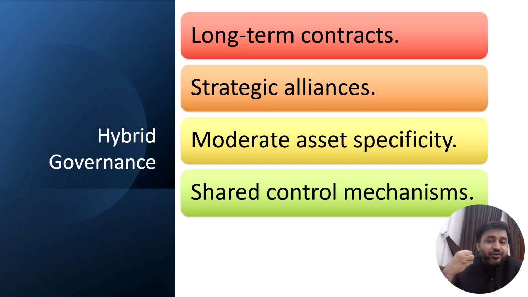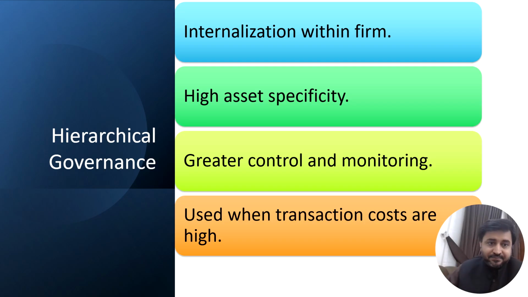So once we trust the companies, for example, in the case of telecom, the companies have to trust Huawei, those who install the physical infrastructure. When it comes to software houses, you have to have hybrid governance with those who provide cloud computing services to you. So you do long-term contracts with them, you do strategic alliances, you have moderate asset specificity, and you share control mechanisms. Hierarchical governance is about internalization within the firm. High asset specificity, when there is something that you need to manage yourself, so you keep it in-house.